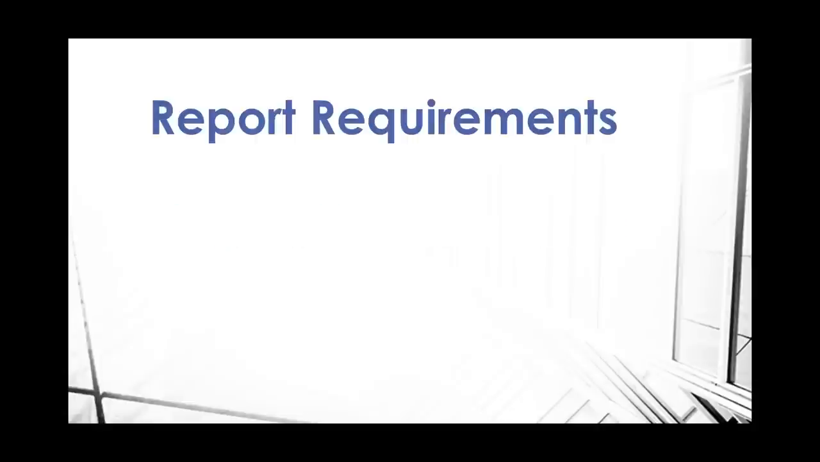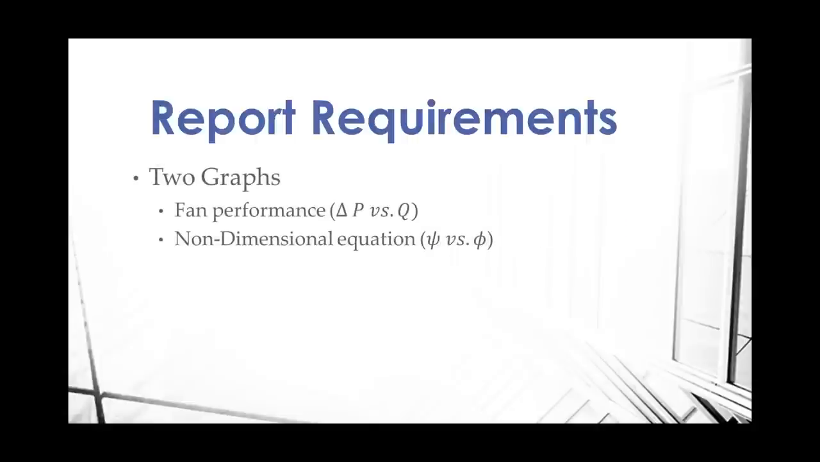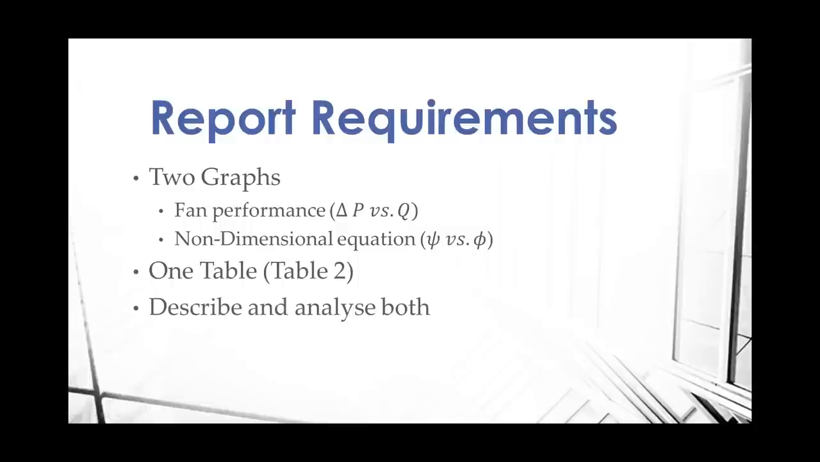The report must include the two graphs that we have spoken about in this video, namely the fan performance, which is change in pressure on the flow rate, and the non-dimensional graph, which is the head coefficient on the flow coefficient. You must also include the table that we have completed. Then describe and analyze everything and produce an error analysis for table 2.